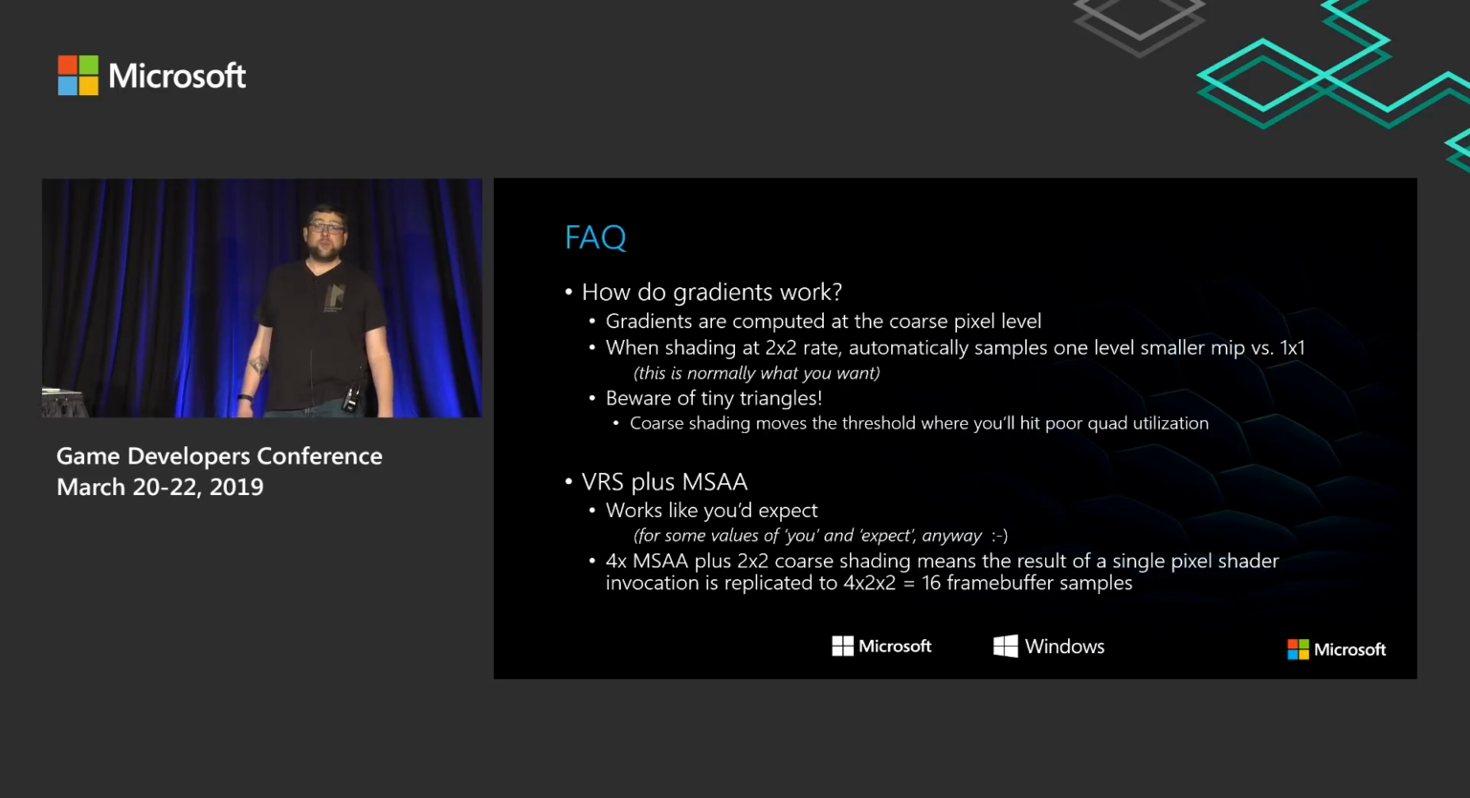If that's not what you want, there are a few tricks if you're doing temporal anti-aliasing with variable rate shading. Maybe you actually want to force to a finer MIP level. You can just use MIP bias to compensate for the shading rate adjustment.